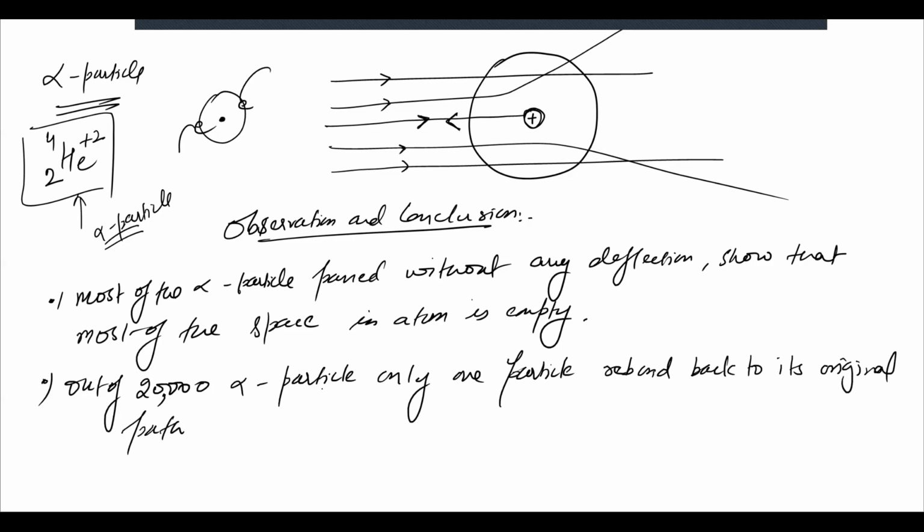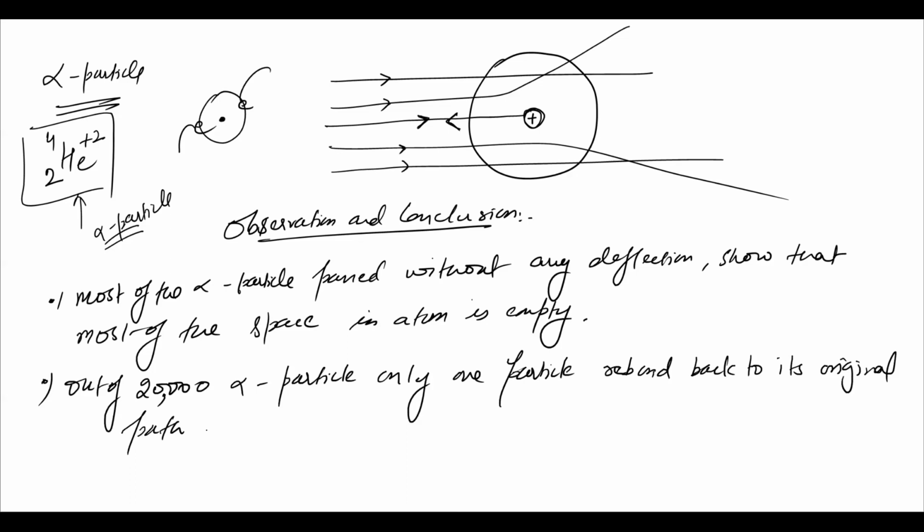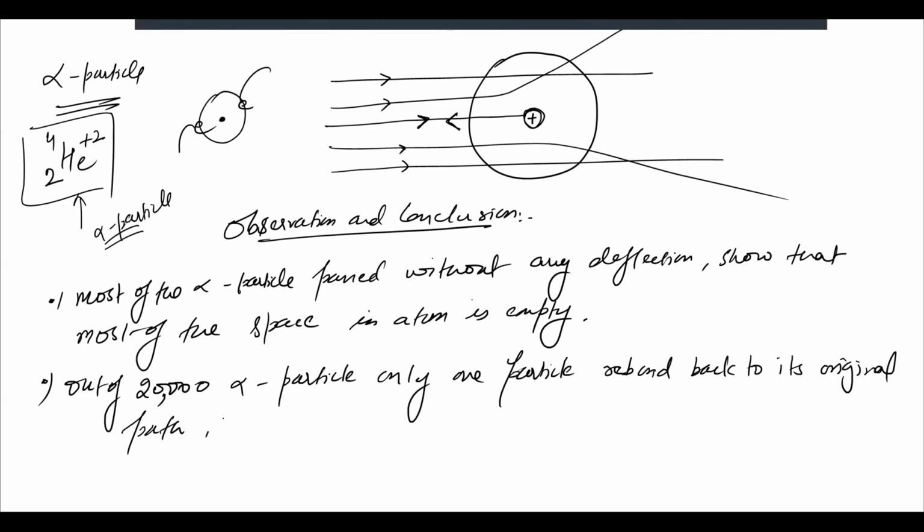Out of 20,000 alpha particles, only one alpha particle rebounded back to its original path. It means that there is something very dense and hard present in the atom through which alpha particles cannot penetrate. So it is concluded that the positively charged center of the atom is not uniformly spread, but is concentrated there.